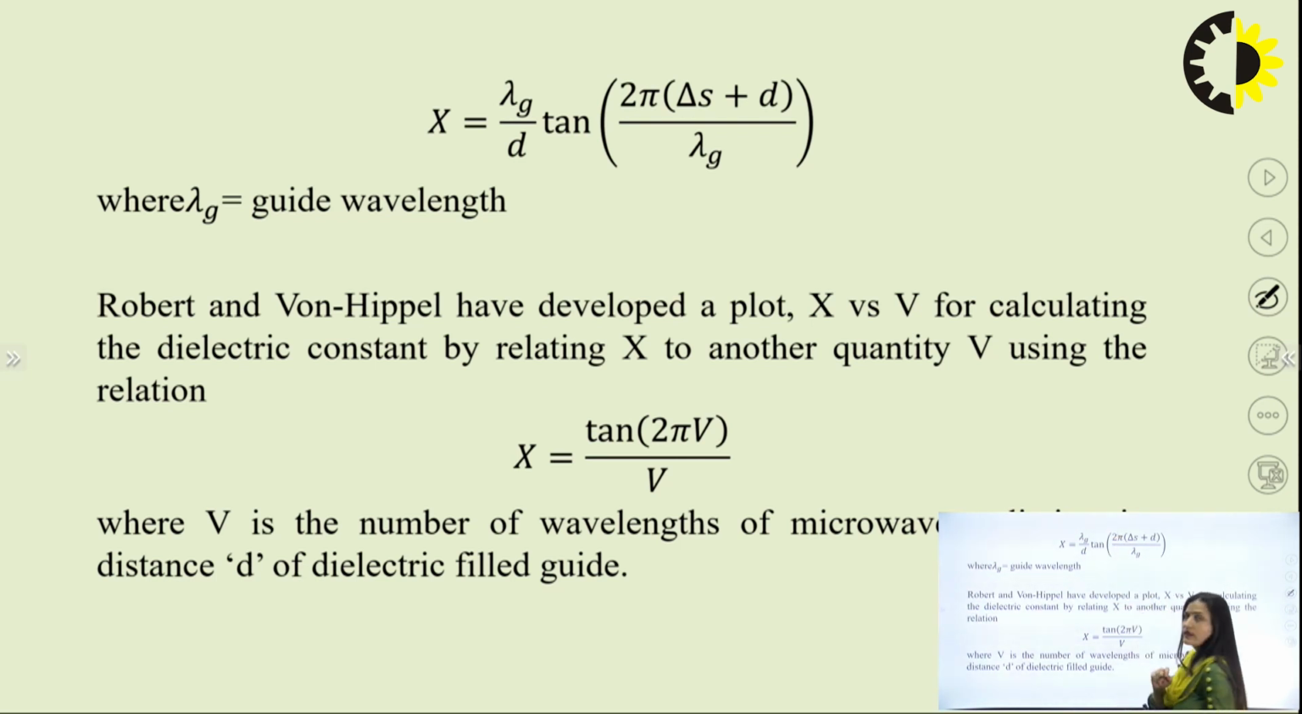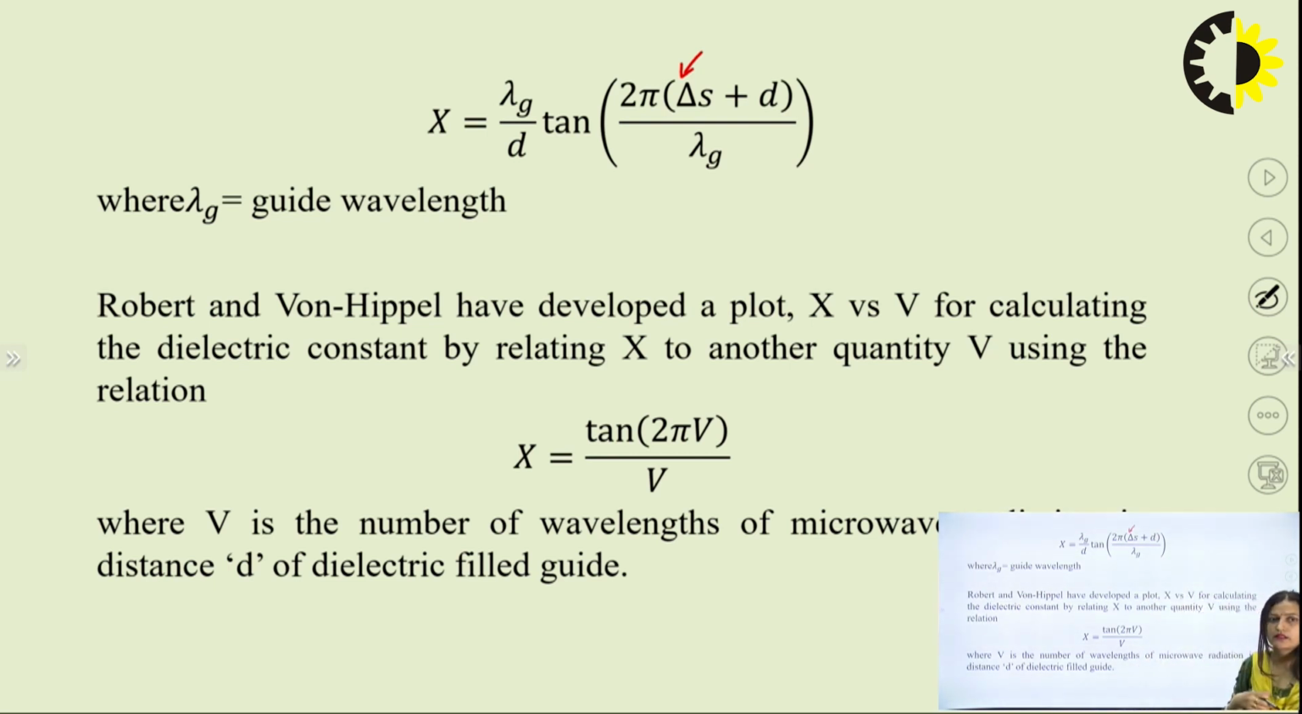What is lambda G here? Lambda G is the guided wavelength; X = lambda G by D, tan of 2 pi delta S plus D upon lambda G. So in this formula we know all the things, and this delta S is calculated from the experimental setup. Lambda G we know: it is the guided wavelength which is traveling through the waveguide. So this is the factor X.